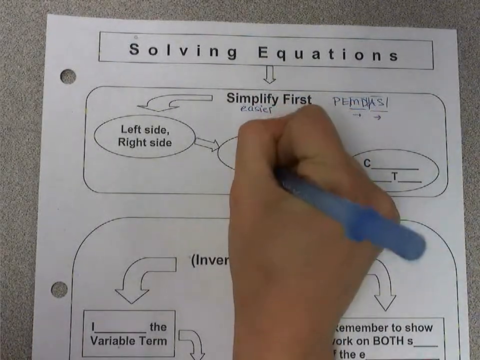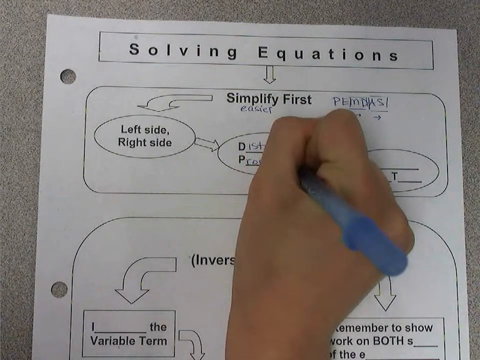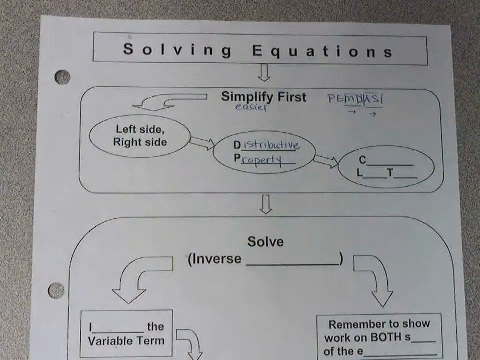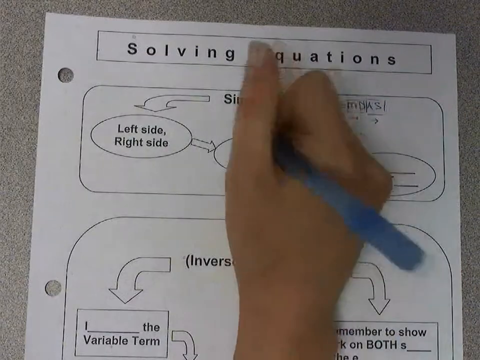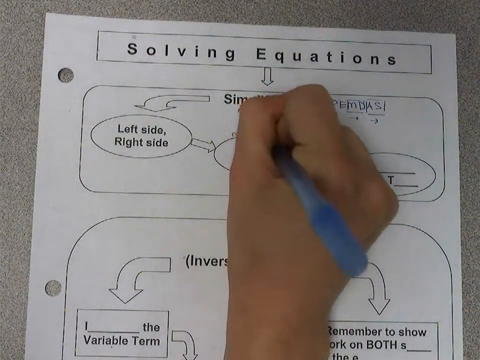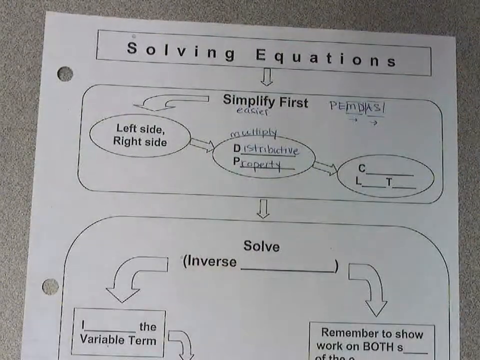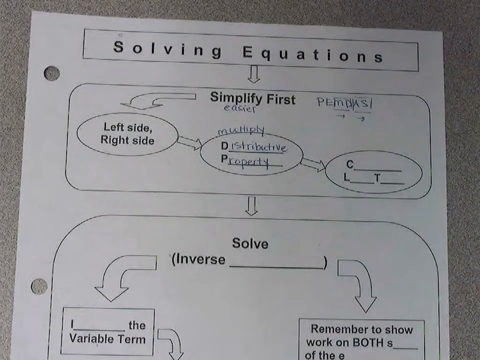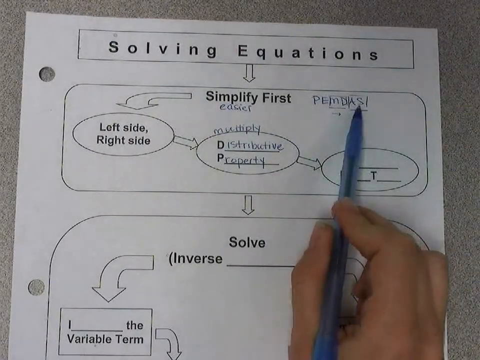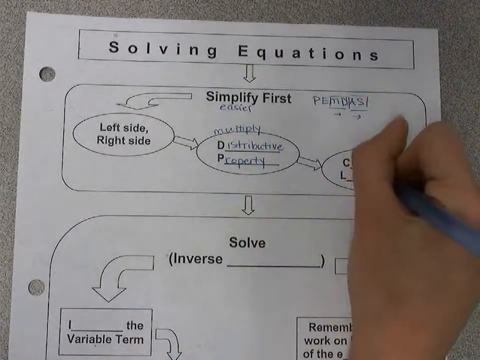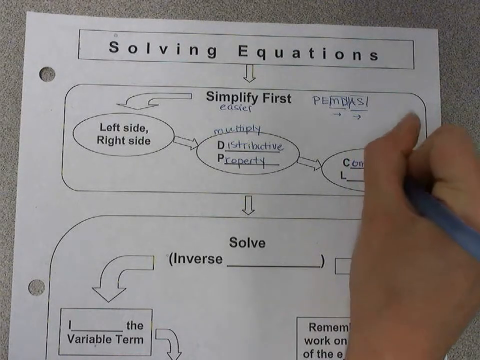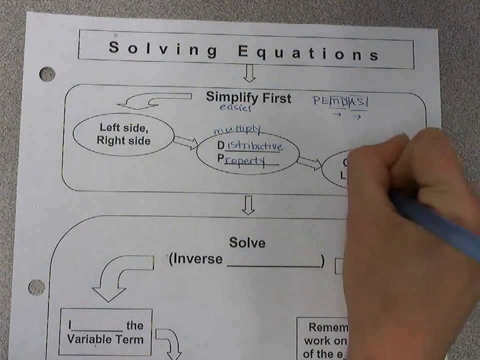The distributive property. So this would be the multiply, or the parenthesis part. Then when we add or subtract to simplify, we combine like terms. Combine like terms.